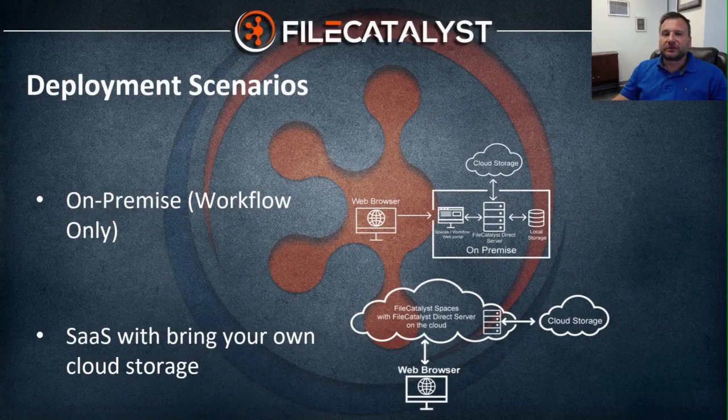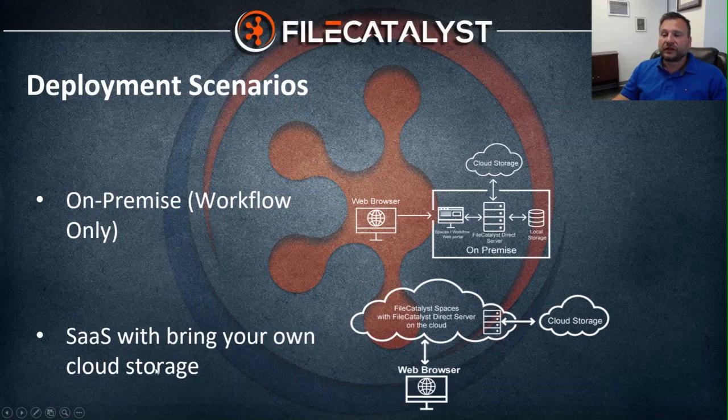So let's just go through some of the deployment scenarios that you have with Workflow. Workflow, of course, is the on-prem version. That's the only version that you can run everything in-house. Optionally, you can connect the Direct server that runs in-house to a cloud storage outside, but everything runs locally on-prem except for the cloud storage.